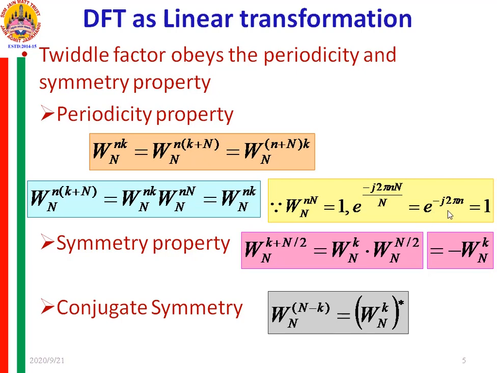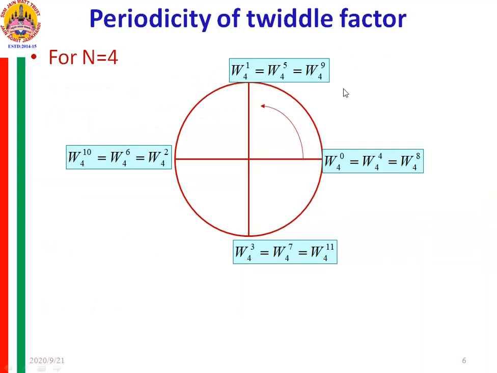And the value of e raised to minus j2 pi is 1. Then the only term that remains is W raised to minus kn. W raised to minus kn is nothing but the conjugate of W raised to kn. So we shall say that W raised to (N minus k)n is the conjugate of W raised to kn. To observe the conjugate symmetry and the symmetry of the twiddle factors, what we have to do is map the twiddle factors on the circle.